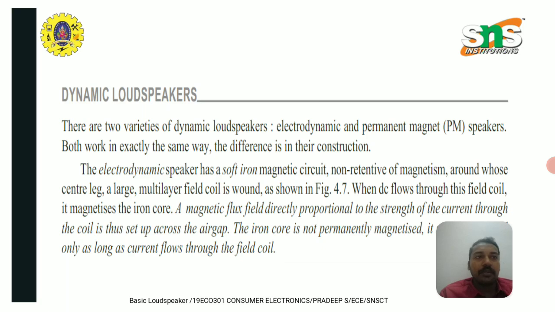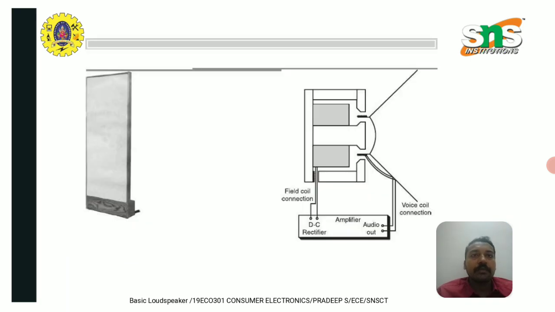When DC flows through this field coil, it magnetizes the iron core. A magnetic flux field directly proportional to the strength of the current through the coil is set up across the air gap. The iron core is not permanently magnetized. Only as long as current flows through the field coil is the iron core magnetized.